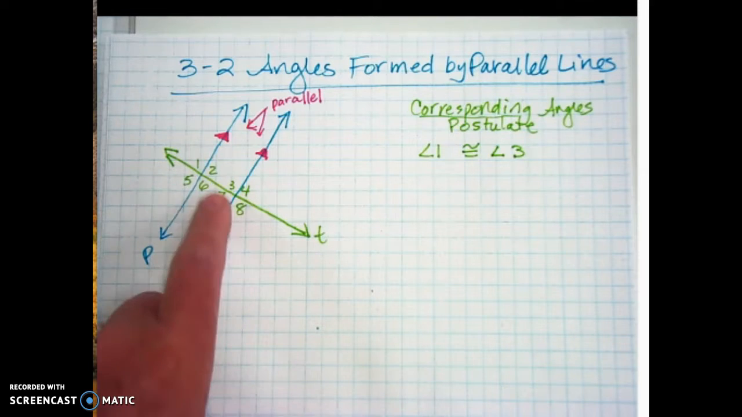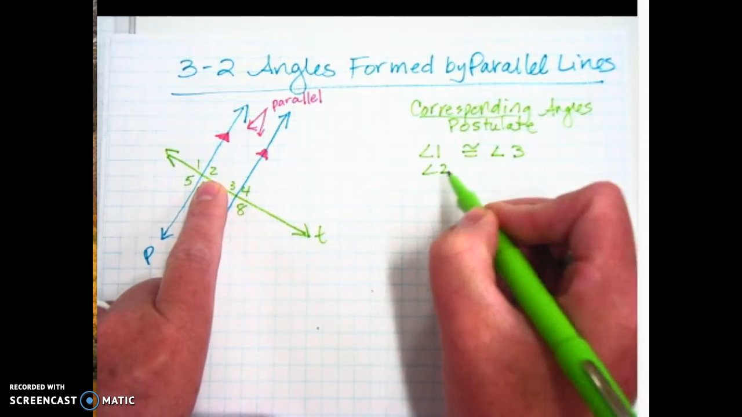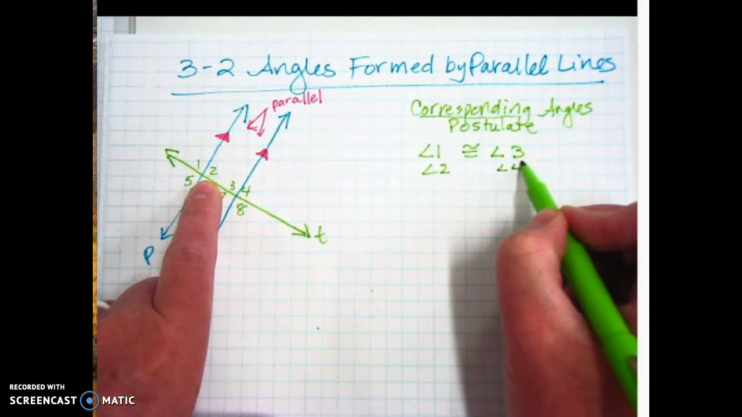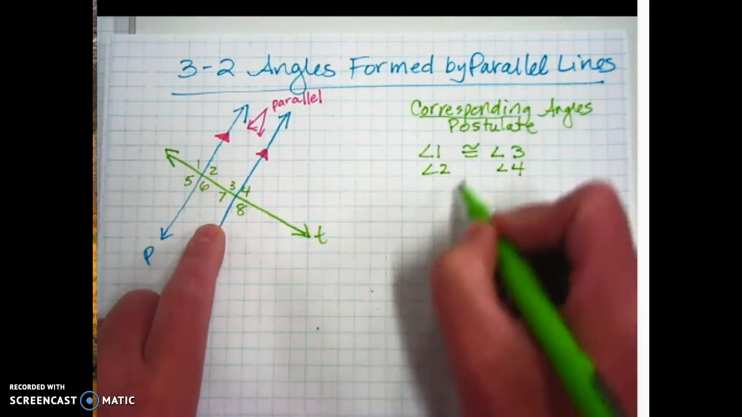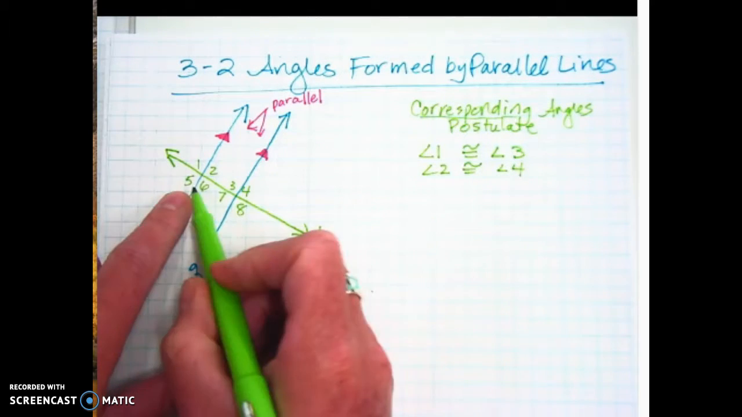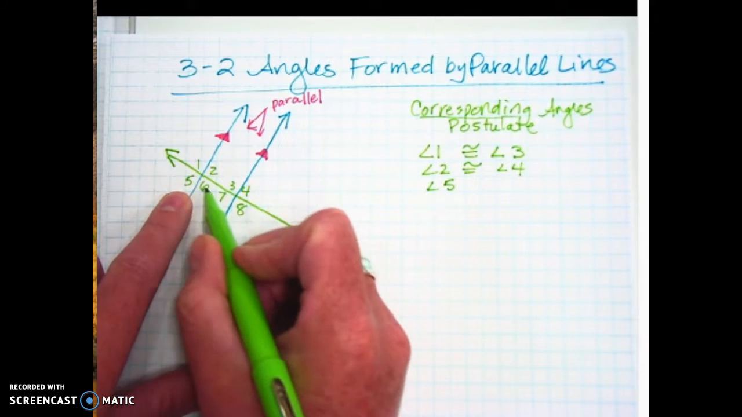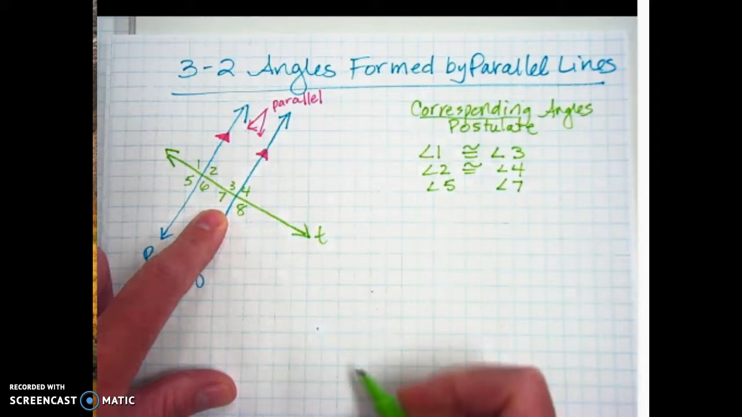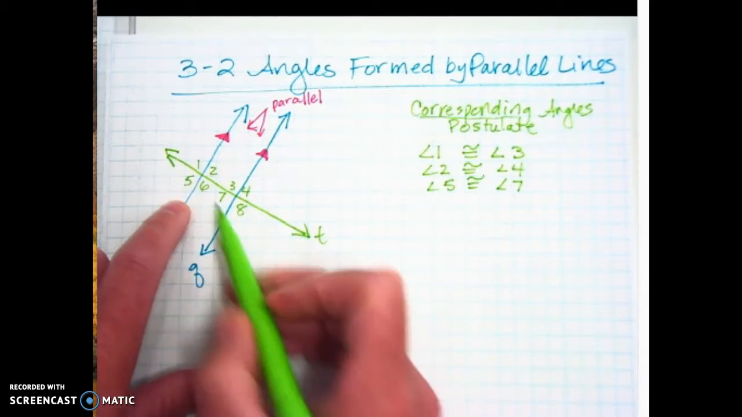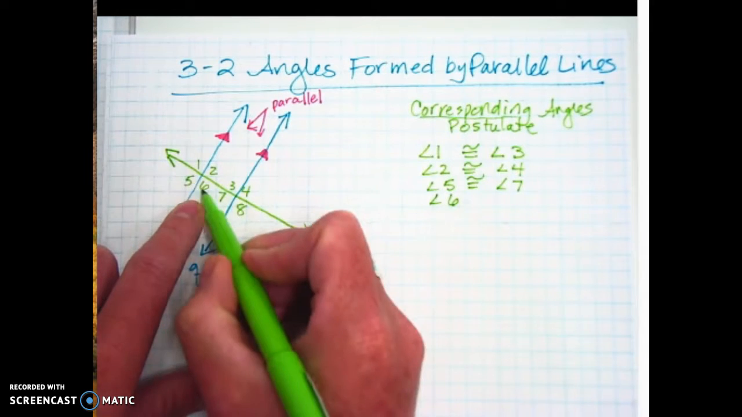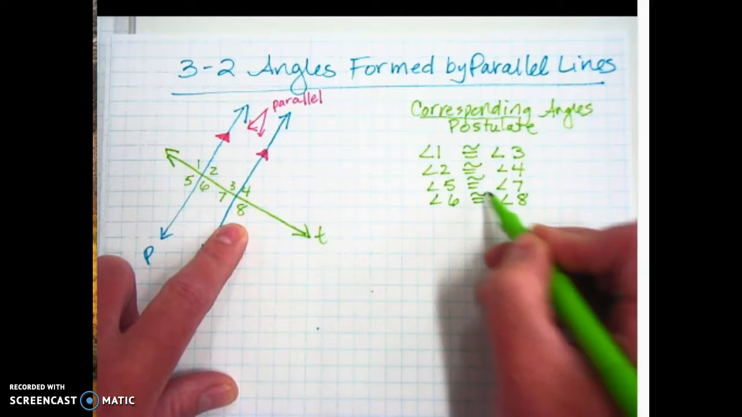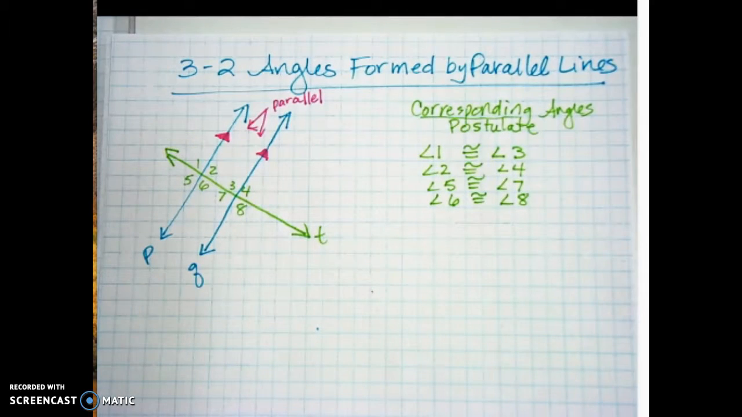Same thing with angle 2. We're going to follow that down the transversal, and in the same corresponding position is angle 4. Guess what their relationship is? Congruent. Then we're going to jump over here to angle 5. Follow down the transversal. Same corresponding position is angle 7. Guess what their relationship is? Congruent. Now let's look at angle 6. Follow down the transversal, and in the same corresponding position is angle 8. And they are obviously congruent. There are 4 pairs of corresponding angles. That's the one with the most pairs, right?